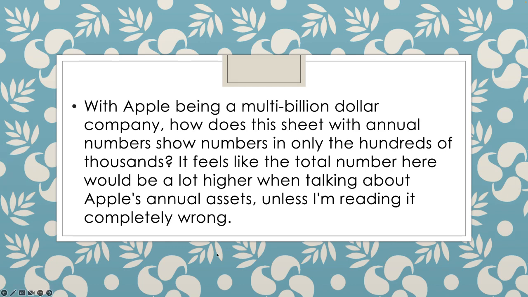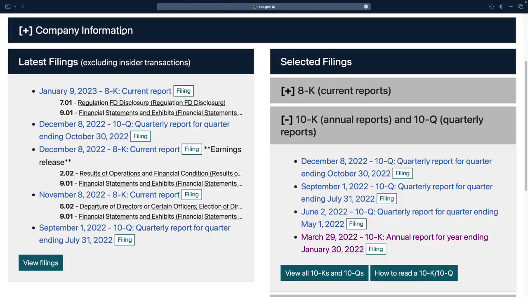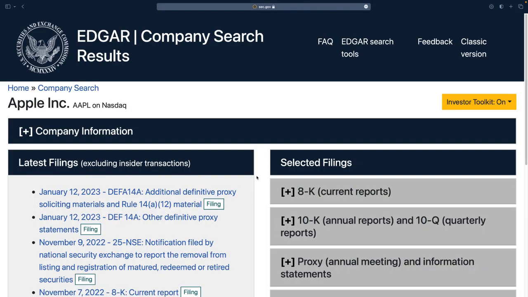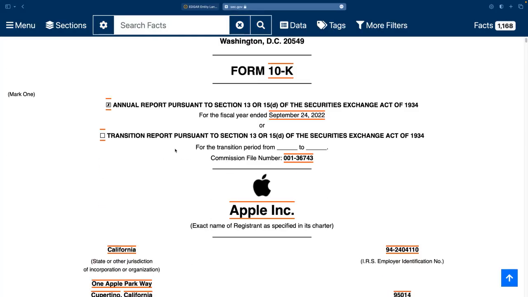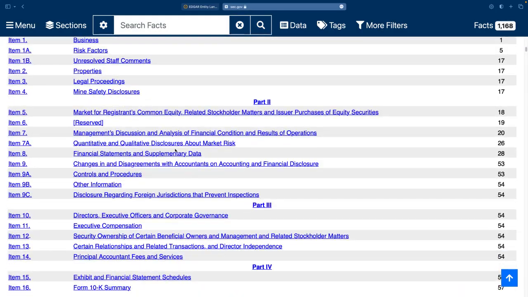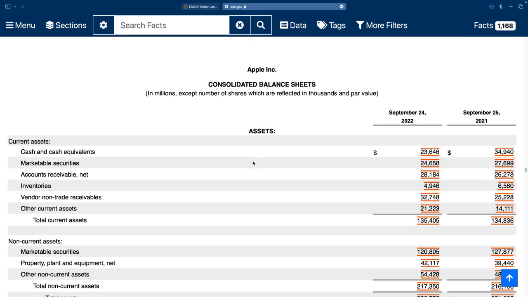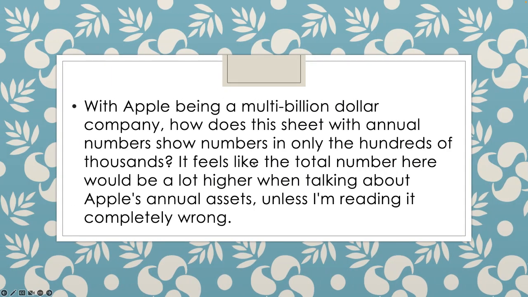With Apple being a multi-billion-dollar company, how does this sheet with annual numbers show numbers only in the hundreds of thousands? So I'm going to come back here and let's look up Apple. Let's come to company search and find AAPL as Apple, and let's go to their 10-K and see what they've got. Okay, I just want to make sure I'm looking at the same thing, so I'm answering as clearly as I can. Here's the balance sheet. Okay, so let me go back to the question now.